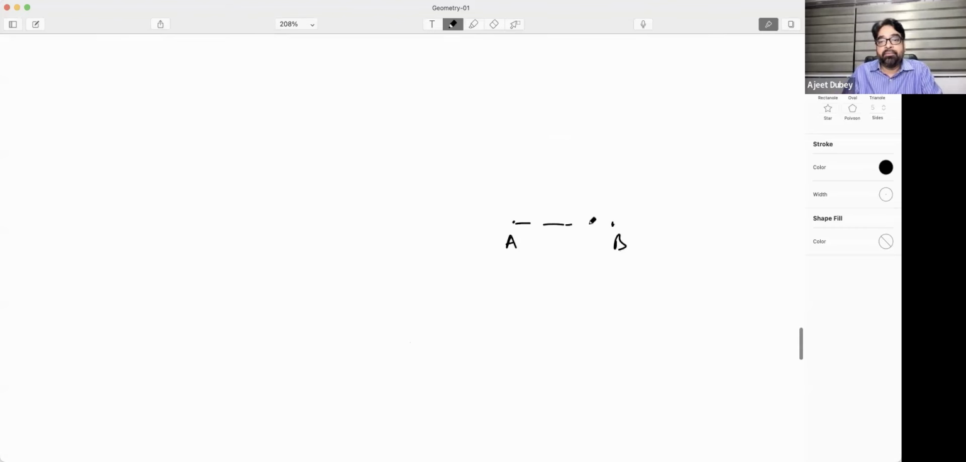A, B, and this is the point C. If AC equals BC, tell me, is this the internal division or external division? Internal division. What is the ratio? 1:1. Simple, because AC by BC is coming as 1, and 1 I can write as 1 by 1. So 1 is to 1.